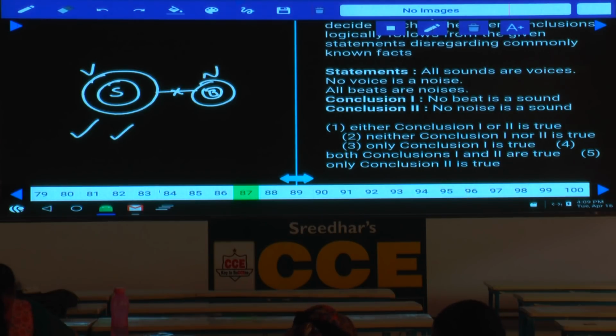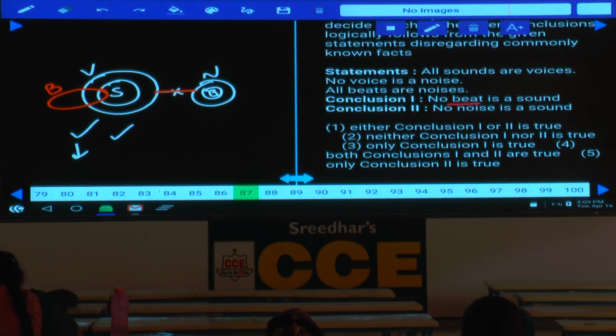As both these two are negative conclusions, in order to make them false, we need to draw the complementary pair, that is the alternate diagram. For this no beat is sound, what is the complementary? Some beats are sound. Now some beats are sound, if you draw like this, then only the conclusion will be false. But we cannot draw like this because no voice is a noise will become false. Statement invalid, alternate diagram cannot be drawn, this will be true forever.